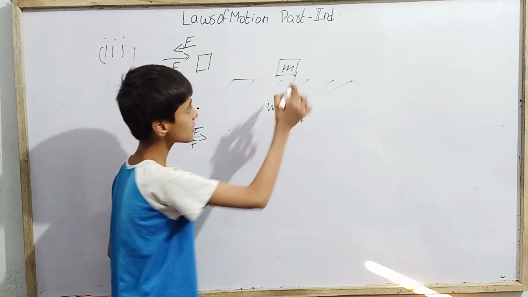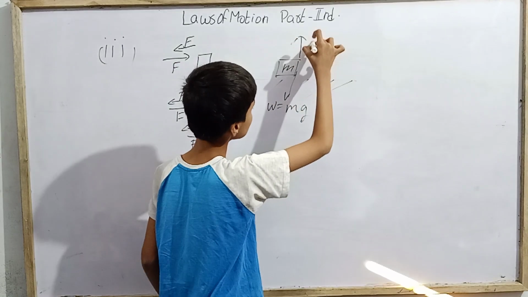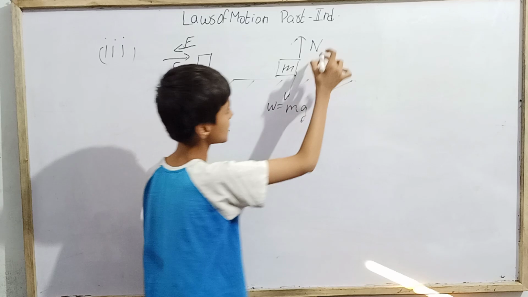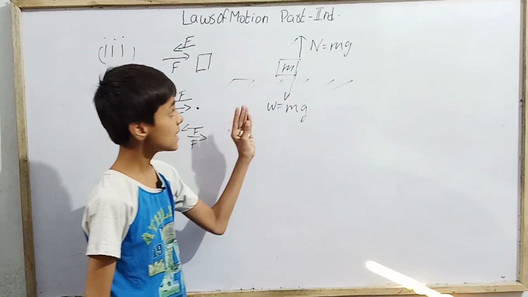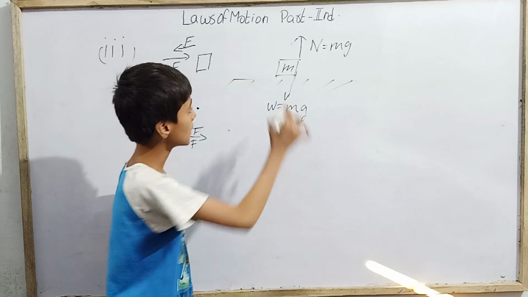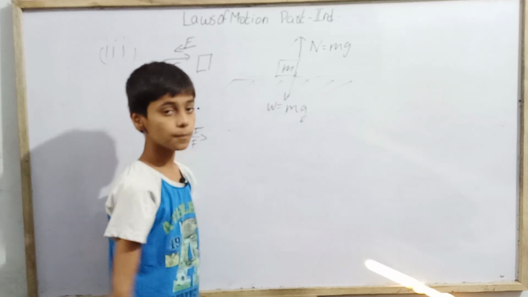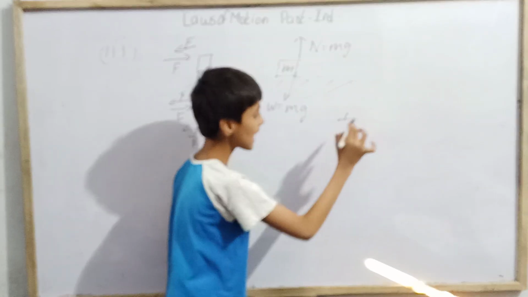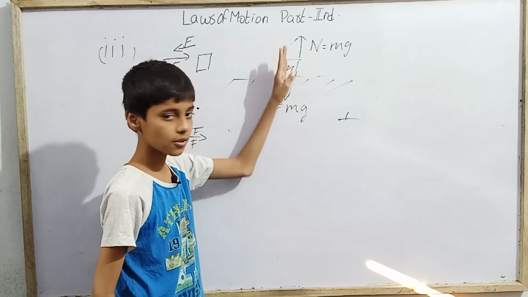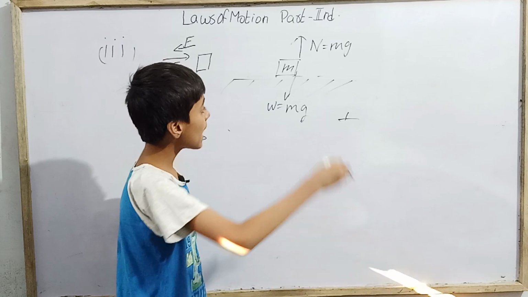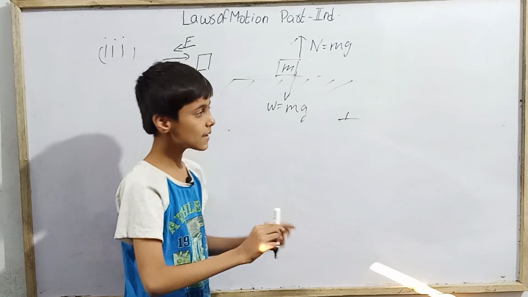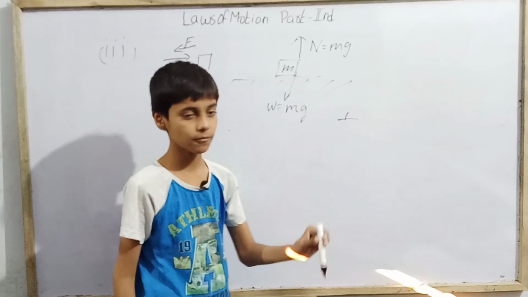Then upward, one force is acting, that is the normal force. The normal force magnitude is also mg, just in the upward direction, perpendicular to the surface of contact. This is the surface of contact, perpendicular to this. It always acts perpendicular to the surface of contact, meaning N equals mg towards the y-axis, while weight is always down, in any case towards the negative y-axis.